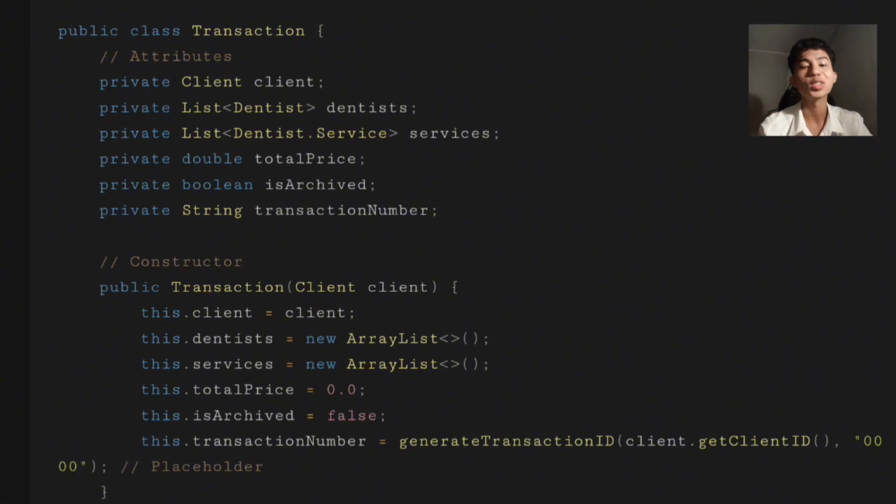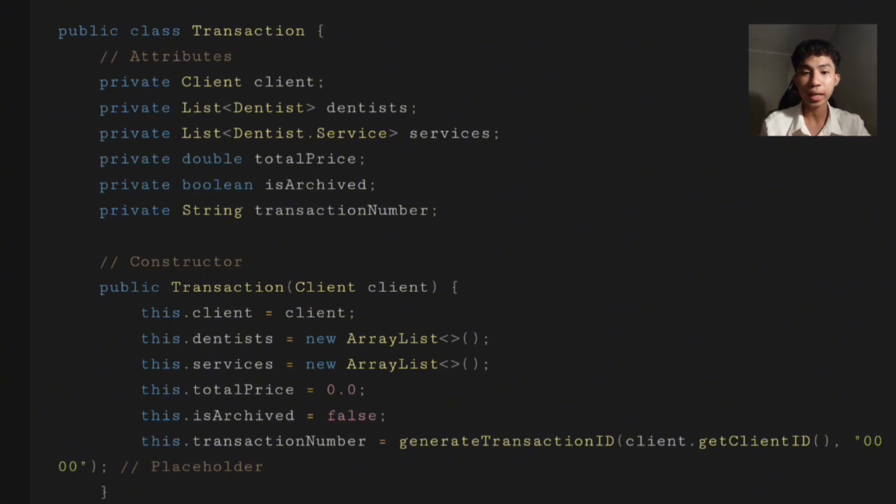Lastly, the transaction number is a unique identifier generated for each transaction, making it easy to track and reference specific cases. To properly initialize an instance of the transaction class, a constructor is used.